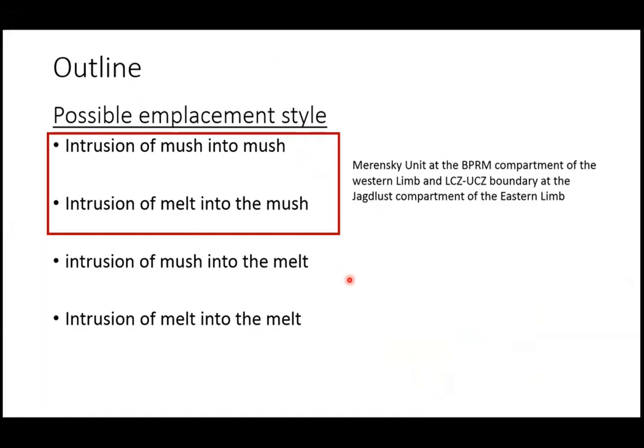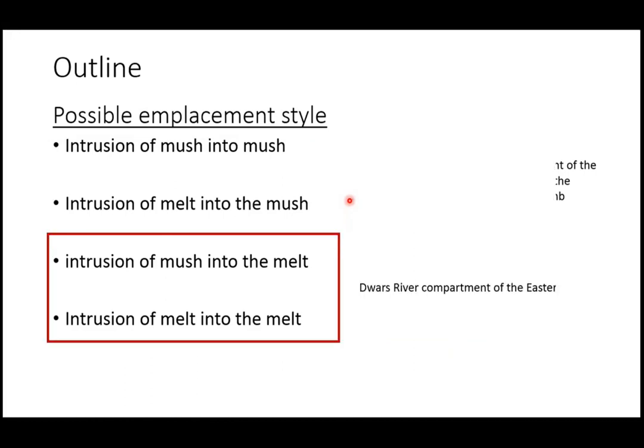This suggests that geochemical and field evidence of the emplacement of the Merensky unit at the Royal Bafokeng Platinum Mine, a compartment in the Western Limb, and also the Lower Critical and Upper Critical Zone boundary at the Jagdlust compartment of the Eastern Limb, both indicate the intrusion of both mush and melt into the mush. On the other hand, field evidence of the emplacement of the UG1 chromitite at the Dwars River compartment in the Eastern Limb is indicative of the intrusion of magma into melt.